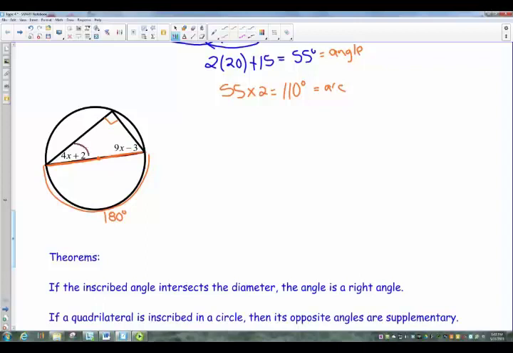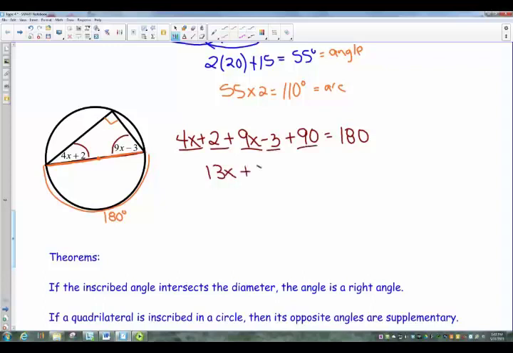Well, we know that all the angles of a triangle have to add up to 180. So if I take 4x plus 2 plus the 9x minus 3 plus the 90 degrees, which we already know, I add those together, they have to add up to 180. Three angles of a triangle always add up to 180. And now we solve. So combining like terms, that gives me a 13x. I've got 2 minus 3 is negative 1. Plus 90 would be plus 89 equals 180.